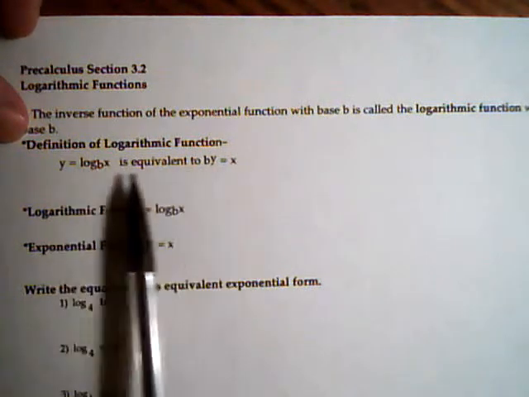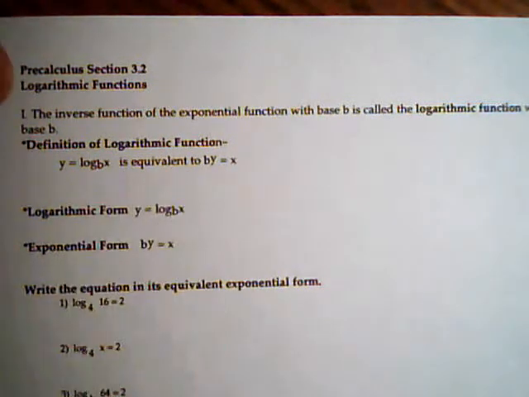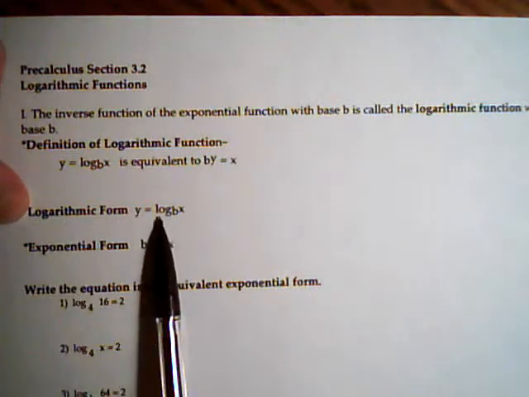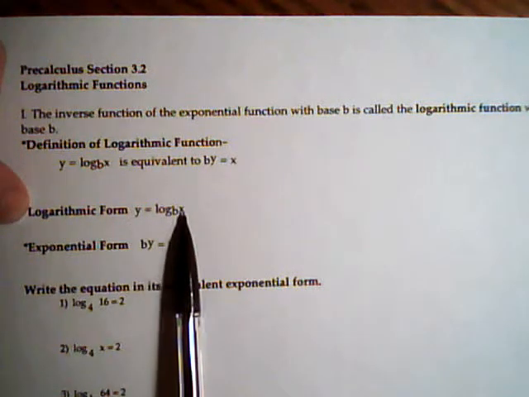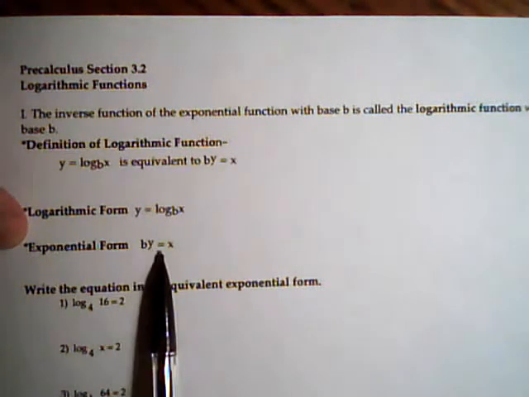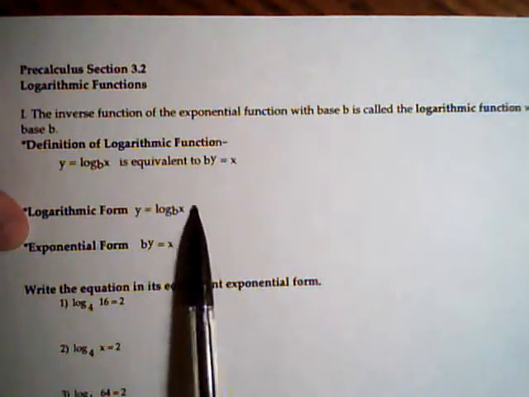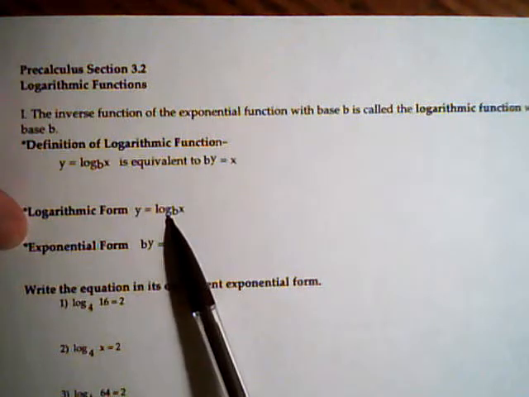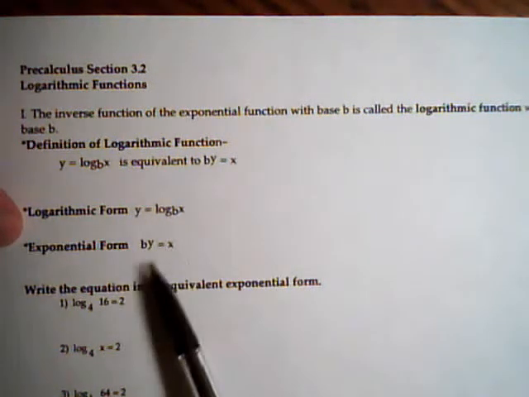These two statements are equivalent. They mean the same thing. A logarithmic function is simply another way that you can write an exponential function. You can have what we call a logarithmic form, y equals log base b of x, and an exponential form, b to the y equals x. But both of these mean exactly the same thing. A logarithmic function is a way to write an exponent.